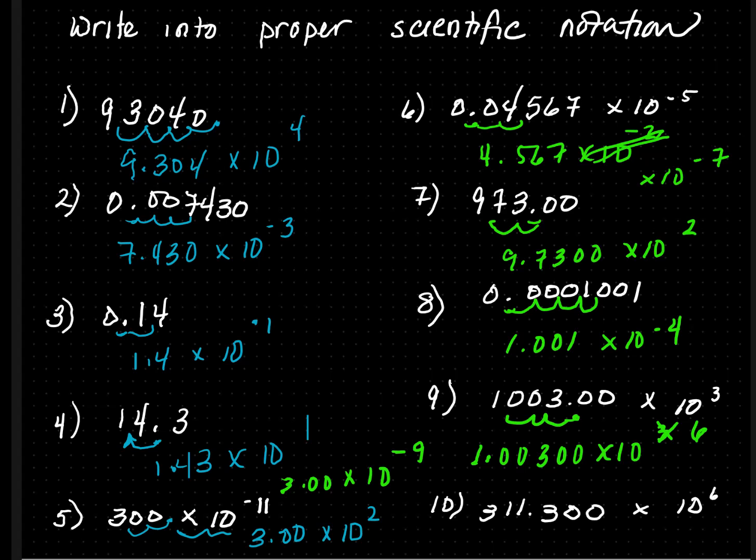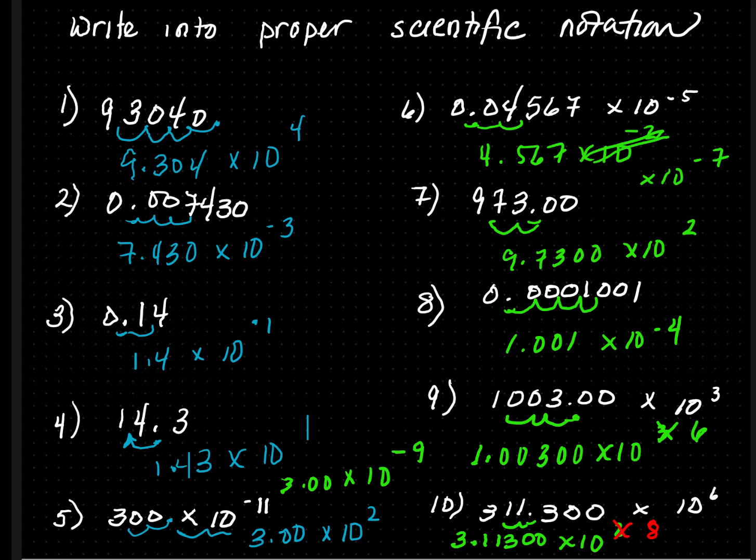On number 10, we're going to change the first part into proper scientific notation. We locate the decimal. We're going to move it to the left twice. So this is going to be 3.11300 times 10 to the positive 2 because it's a large number. This is also multiplied by 10 to the 6th power. So that means we have to add this. So my power now becomes 10 to the 8th. 6 plus 2 is 8. So this is my final answer.